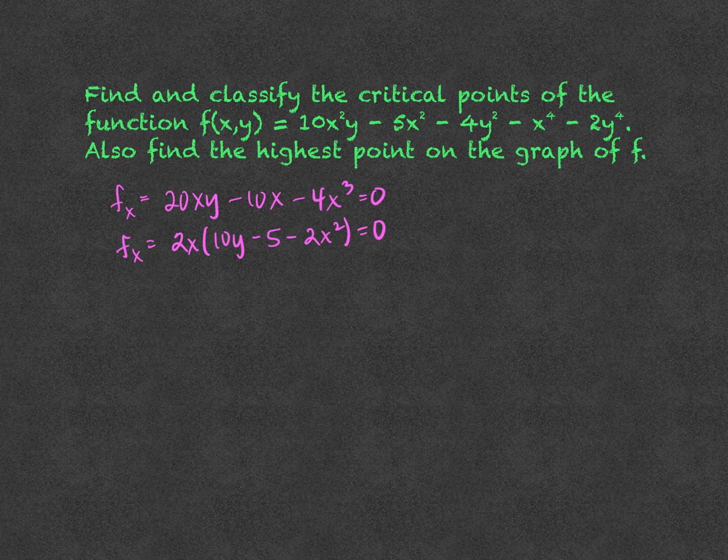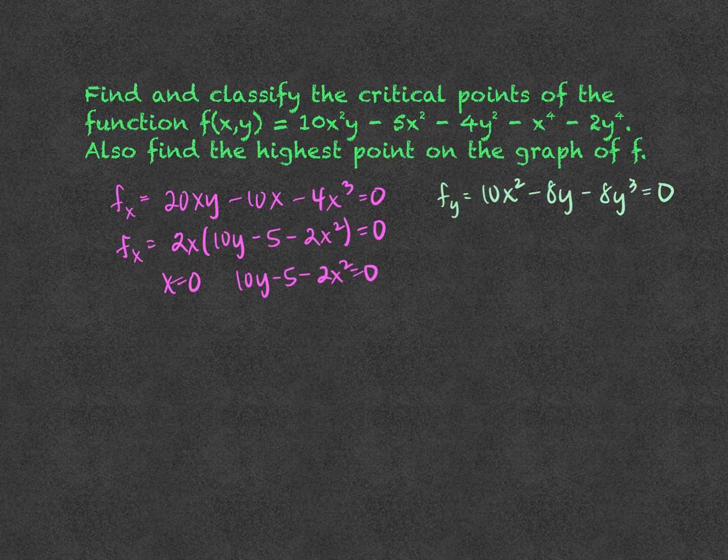Now, when you look at that right off the bat, this tells us that x equals 0 from the 2x, and 10y minus 5 minus 2x squared equals 0. Now let's go look at what we have for our partial with respect to y. So the derivative of the first term is 10x squared, and the derivative of y is 1. The derivative of the next term is 0, and then we have minus 8y, and then we have 0, and then we have minus 8y to the third.